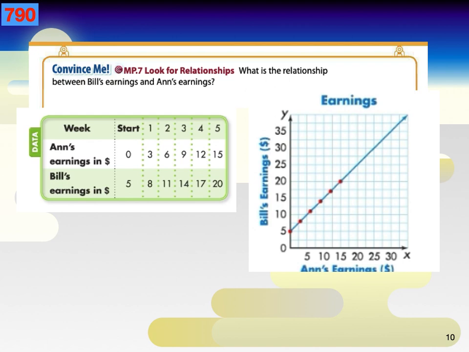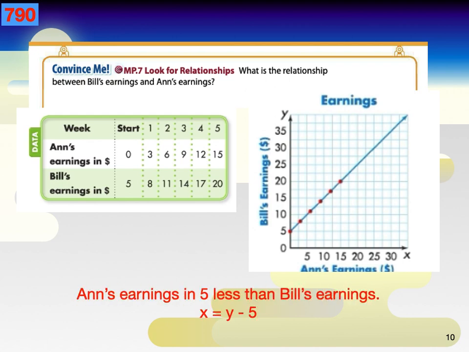So, as you can see, Ann's earnings is 5 less than Bill's earnings. Or Bill's earnings is also 5 more than Ann's earnings.